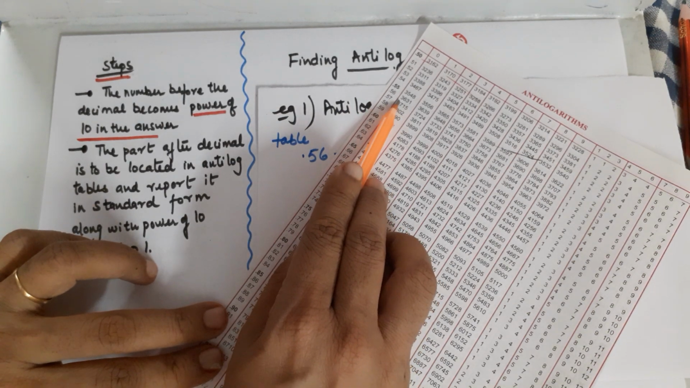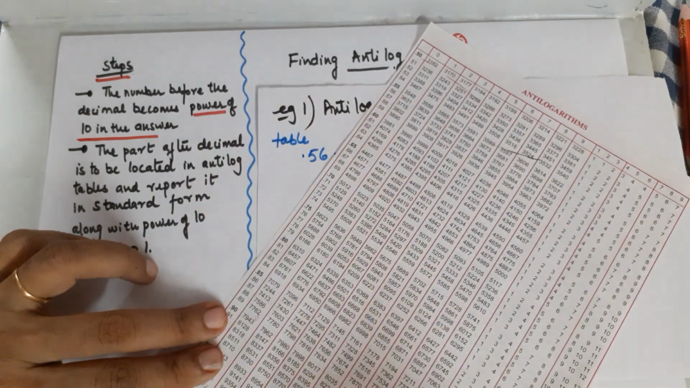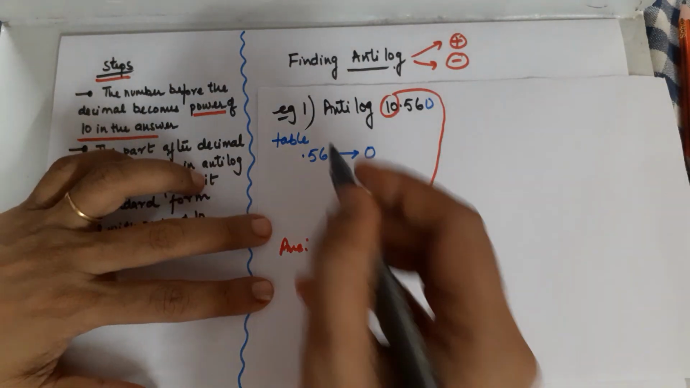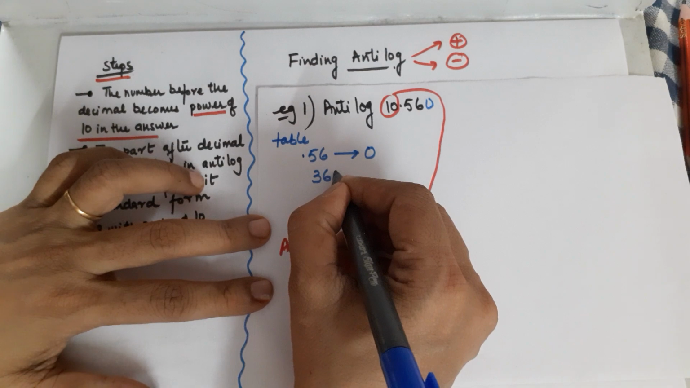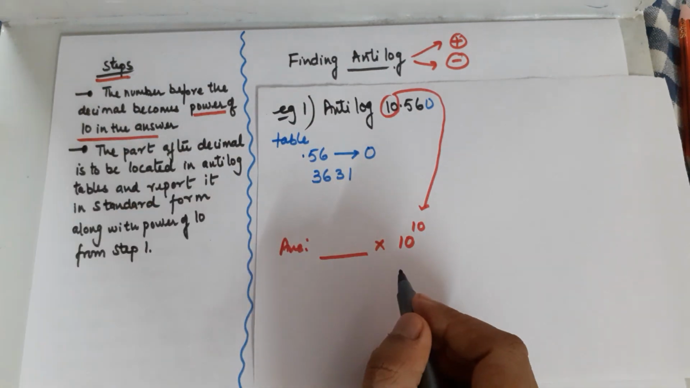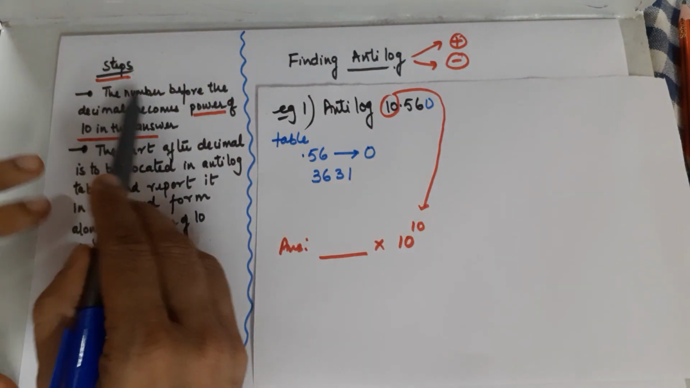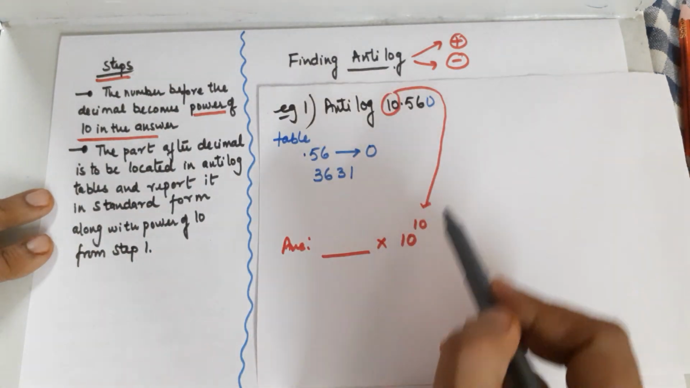I hope I am clear on that. 3631 is the value that you have located from the tables. Your value is 3631. Now what does the rule say? I repeat, the number before the decimal is the power of 10, which we have done.